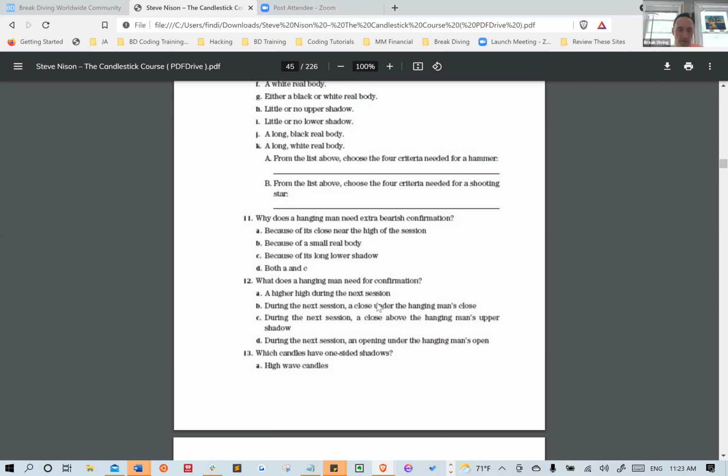What does a hanging man need for confirmation? During the next session, with the hanging man we're trying to see if it's going to turn bullish. So an opening under the hanging man's close, and during the next session, a close under the hanging man's close.